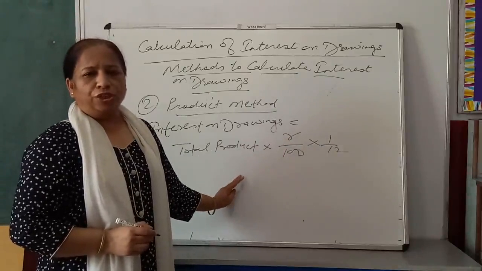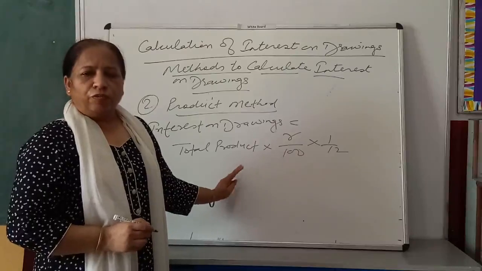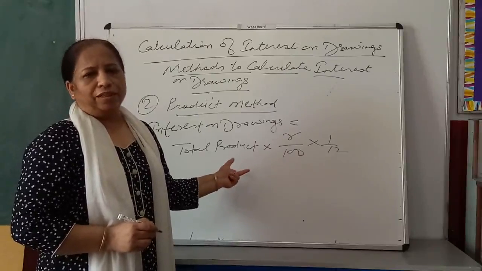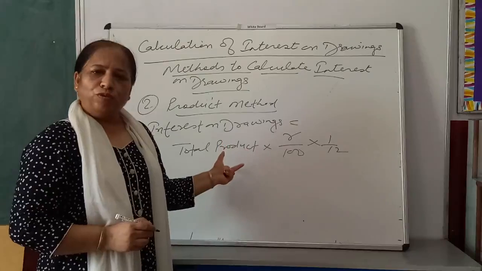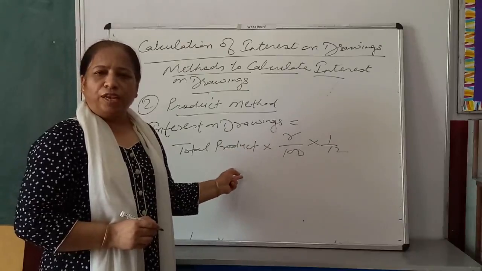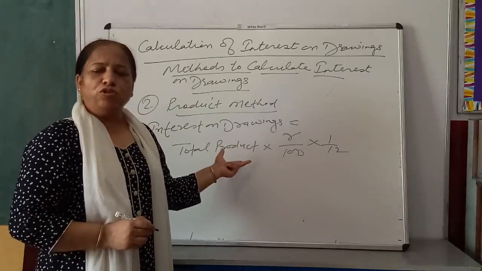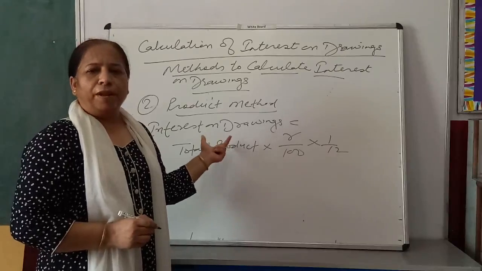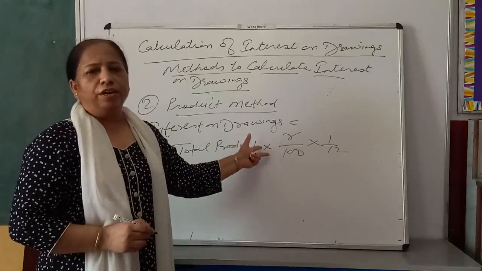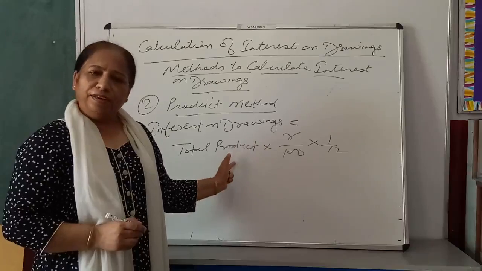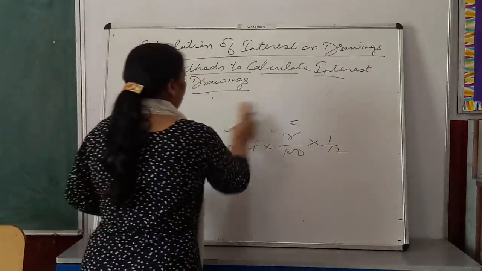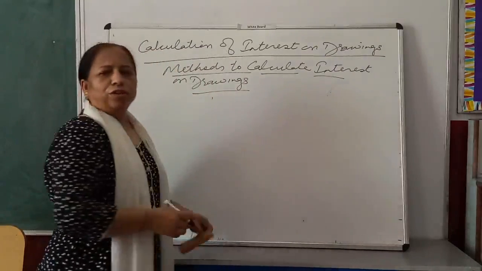One thing I want to share here is that whenever you are calculating interest on drawings, you can apply any of the methods. You can apply the simple method, you can also apply the product method. The answer will be the same. It's your choice. Whether you apply the simple method or the product method, the answer will be the same. Am I clear? Right. We can show you by one question how interest on drawings will be the same.